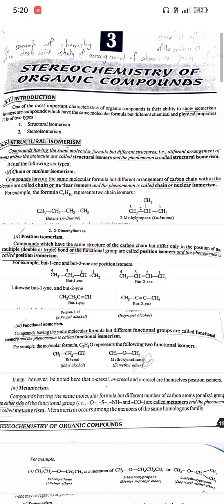This is an audio recording for visually impaired students from Pradeep's Organic Chemistry Volume 1 by Dr. S. N. Dhawan. Chapter 3: Stereochemistry of Organic Compounds.